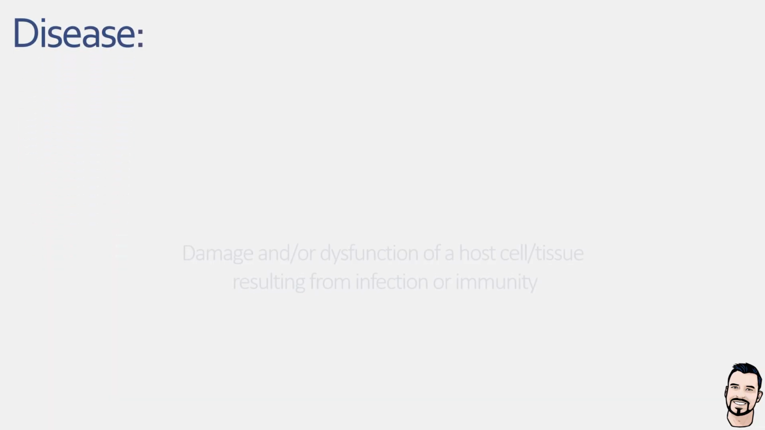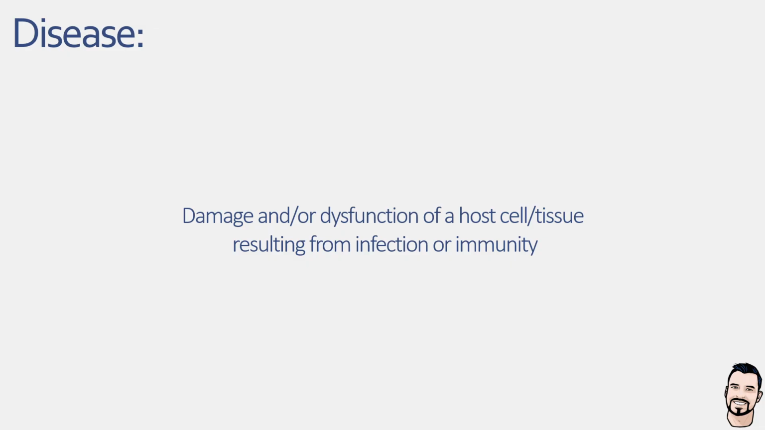Now, when we talk about disease, we're not talking about the presence of microorganisms. That's the infection process. The disease process is what happens to the host, so damage or dysfunction in cells and tissues as a result of that infection. Now, this damage normally manifests itself as symptoms associated with the disease due to a loss of regular physiological processes.